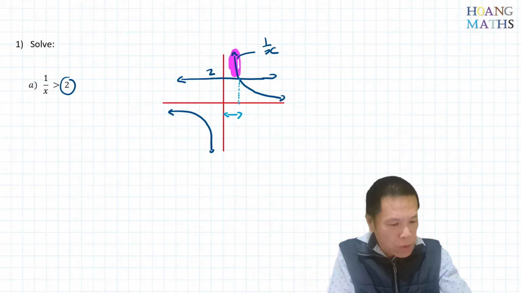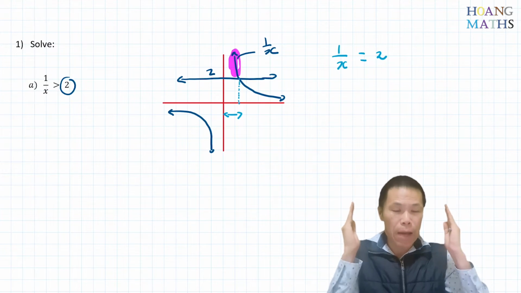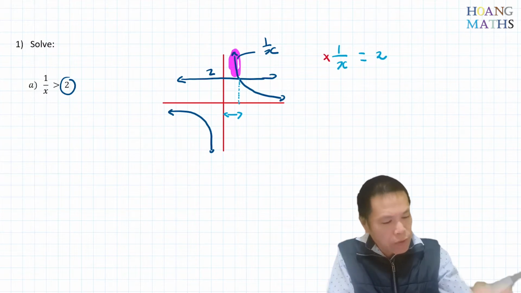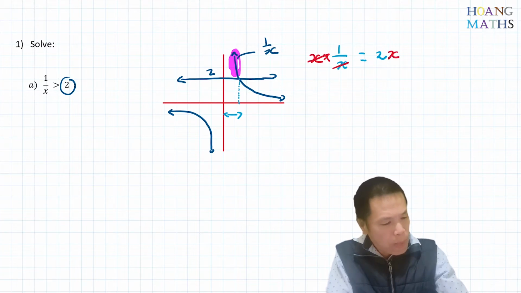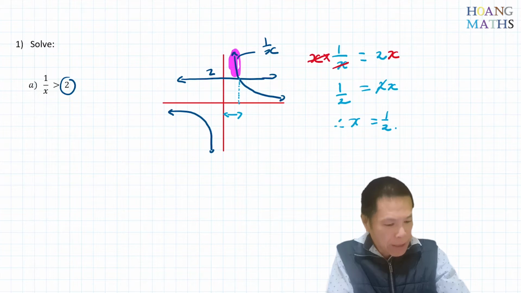So what we do, we just want 1 over x equals 2. So we just solve a simple equation. So I times x both sides because I just want the point of intersection. We just find the x value. So we times x, times x, that gives me 2x. This cancels out. So therefore we have 1 equals 2x. And I divide by 2 on both sides. So therefore, x is equal to 1/2. So it's 1/2 here, so just write here 1/2.